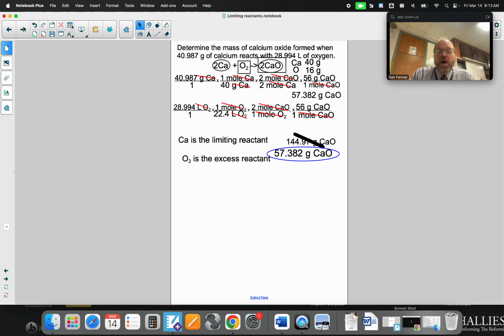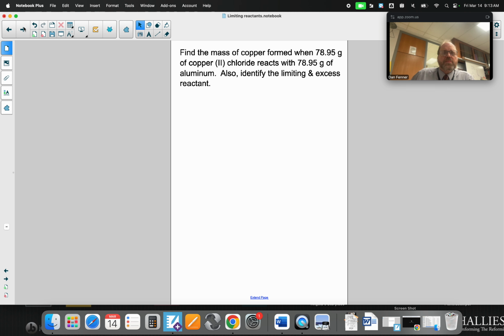That would mean oxygen is my excess reactant. All right, let's try another one. Find the mass of copper formed when 78.95 grams of copper 2 chloride reacts with 78.95 grams of aluminum. Also identify the limiting and excess reactant.